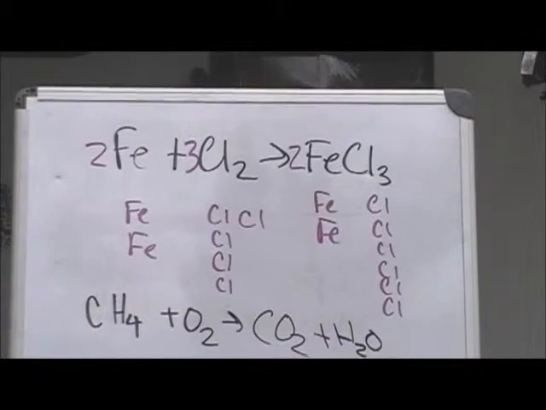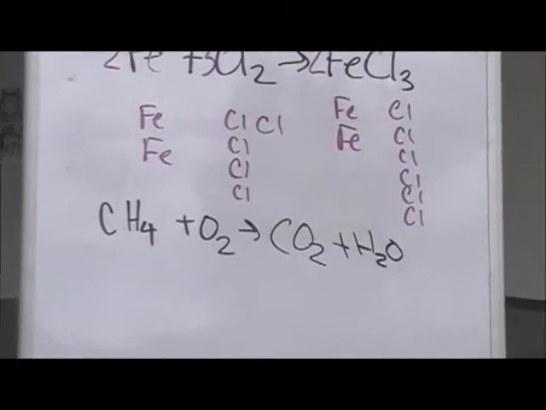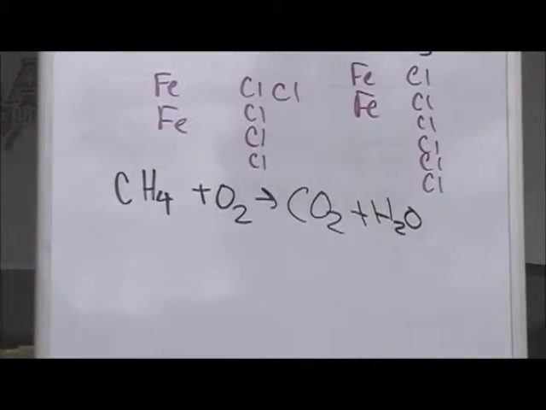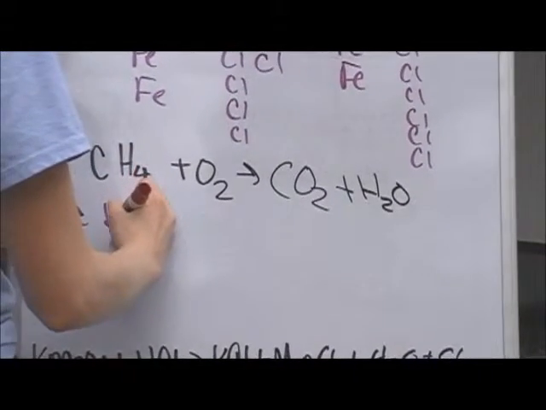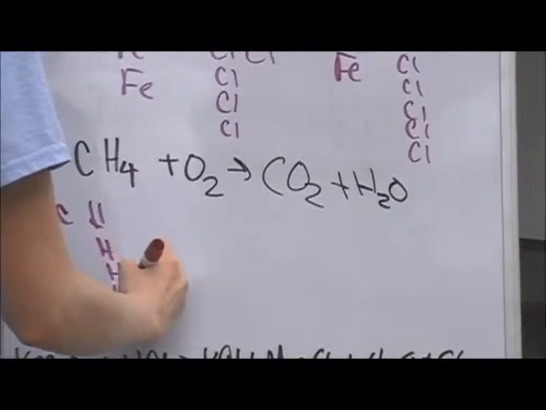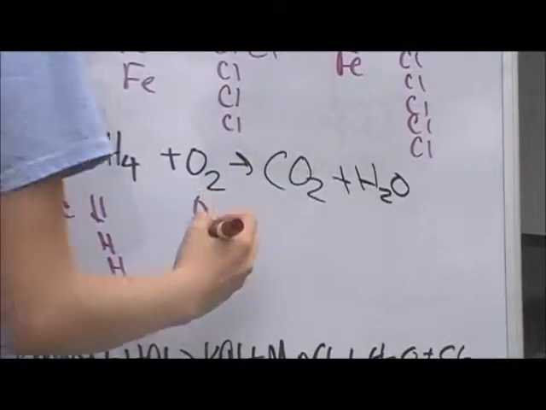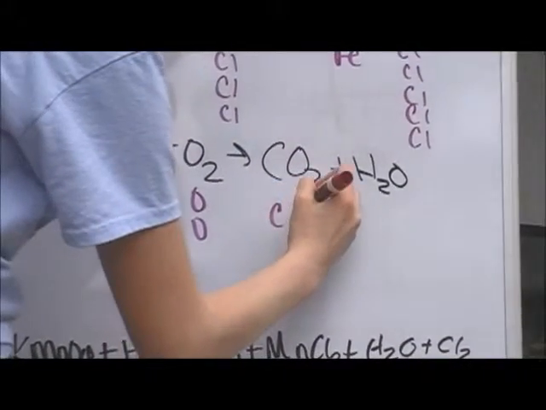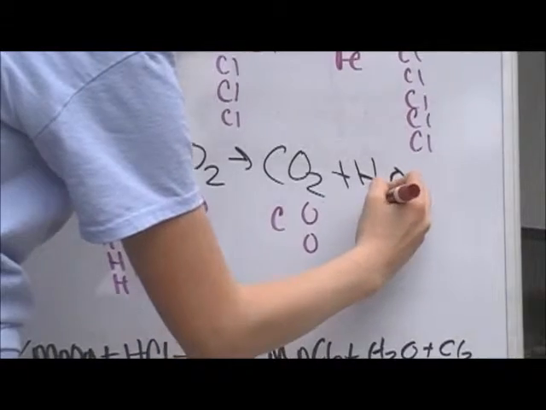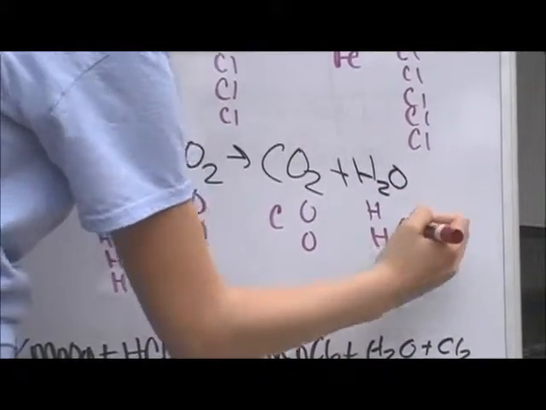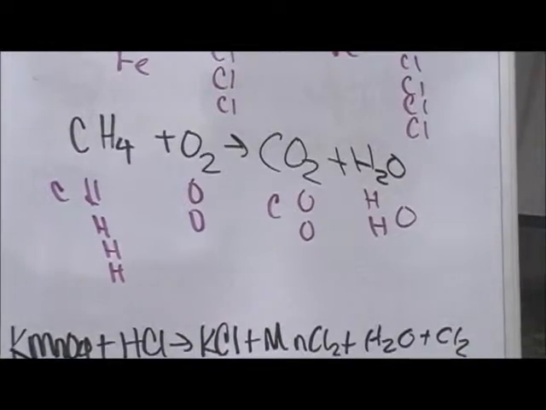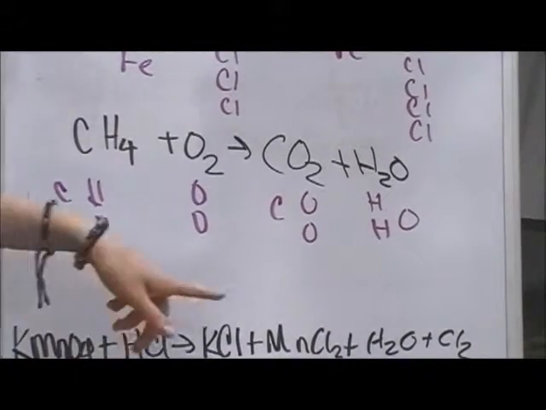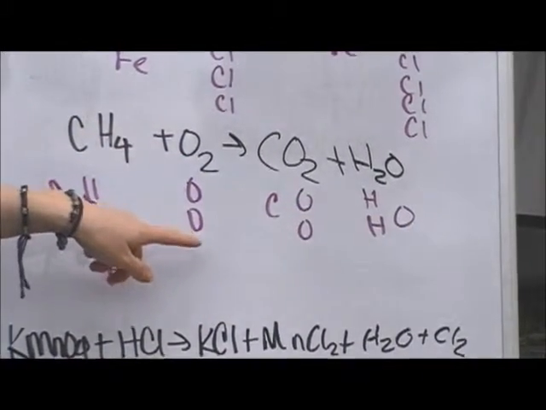In our second equation, we have CH4 plus O2 yields CO2 plus H2O. So on this side we have 1 C and 4 H's and 2 O's. And on this side we have 1 C, 2 O's, 2 H's, and another O. So on this side we have a total of 3 O's, and on this side we have a total of 2 O's.